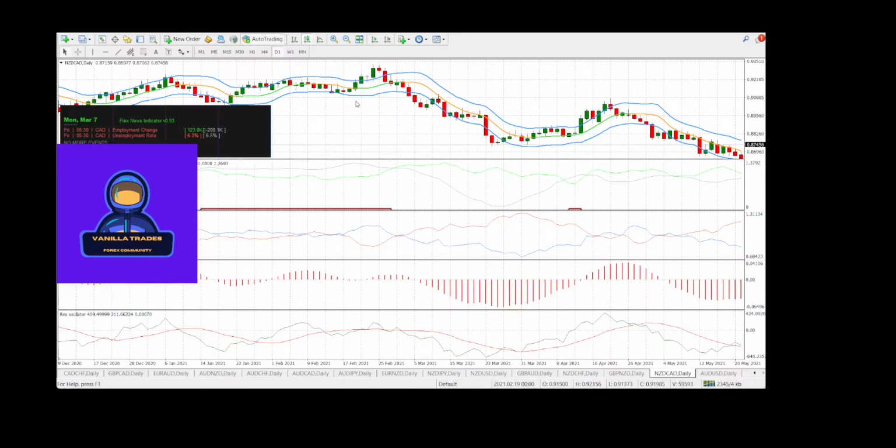Alright, so the volume indicator kept us out of the chop, and we'll take a look and see here what we got going on. Okay, so looks like we had a long here, but price is below baseline, so that wouldn't have been a long. Price is still below baseline.